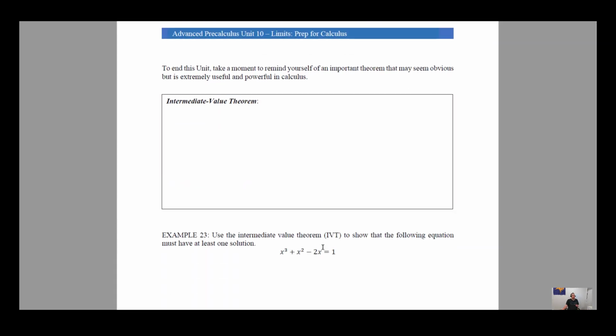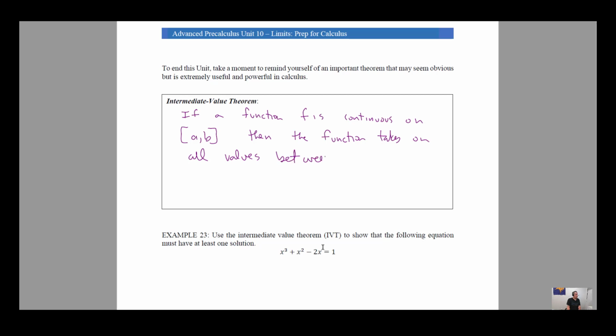To end this unit, I'm going to remind you of a theorem that's extremely important, and we're going to use it all the time in calculus. If a function f is continuous on an interval a to b, then the function takes on all values between the minimum and maximum of f.